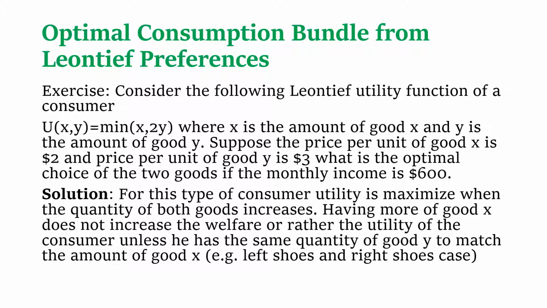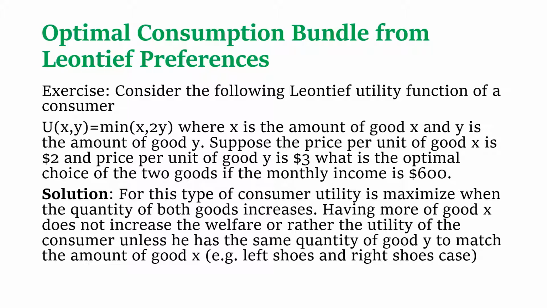For this type of consumer preferences, utility is maximized when the quantity of both goods increases. So the only way you can maximize utility is if the quantity of both goods increases.